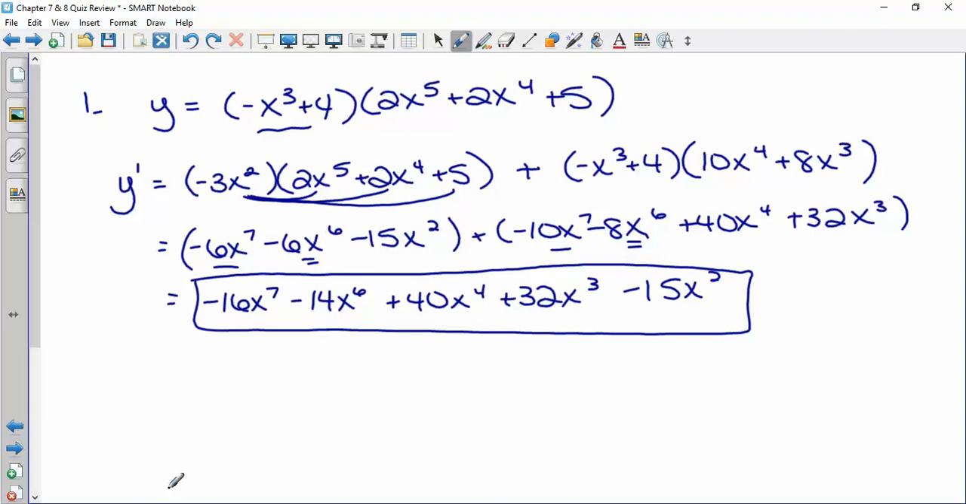Is that one all right with everybody? Let's do one more product rule problem together. Do you guys have a preference? Let's do number 3 then.